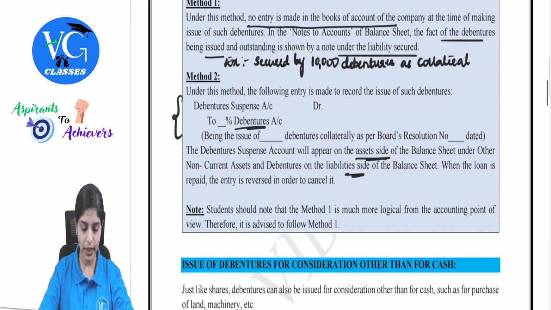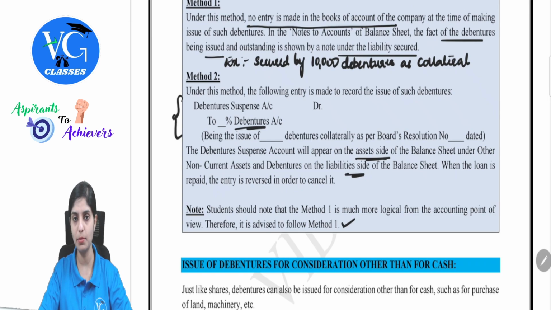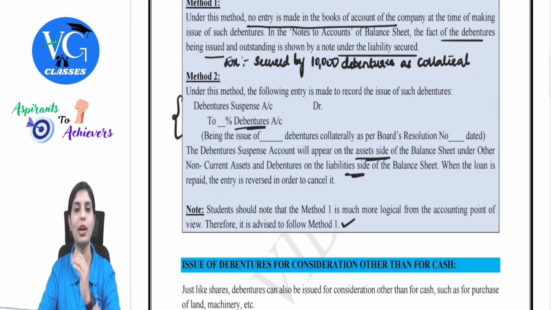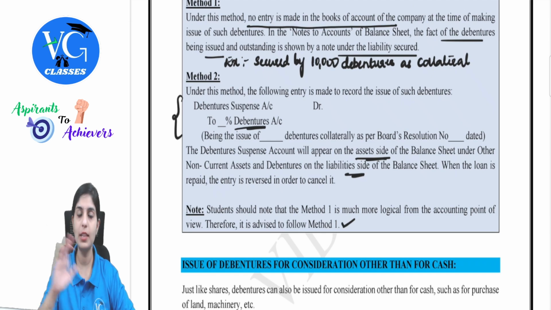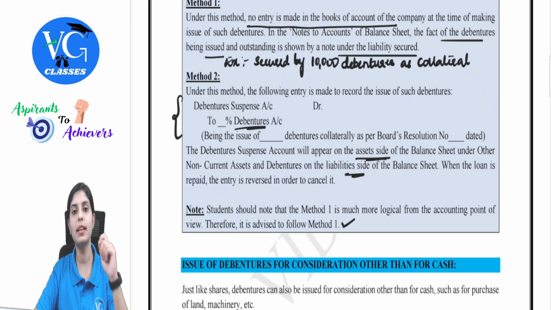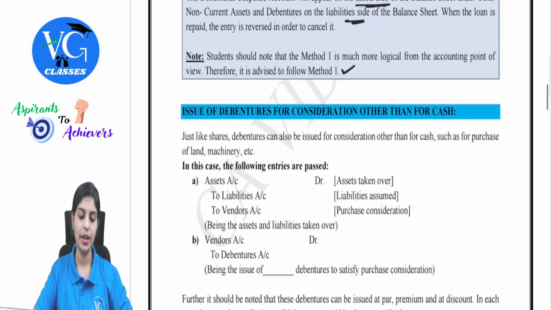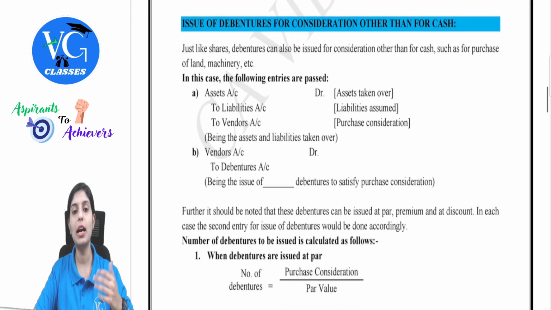Students should know that this is very important. Method 1 is much more logical from the accounting point of view. Therefore, it is advised to follow method 1. See, when the question comes in the exam, you will not be told which method to follow, or they can prescribe that you open a debenture suspense account, which indicates that you have to record the entry as per method 2. If nothing is specified, we will just do as per method 1. There will be no entry. We will just provide that under notes to accounts. Is this clear? Yes.